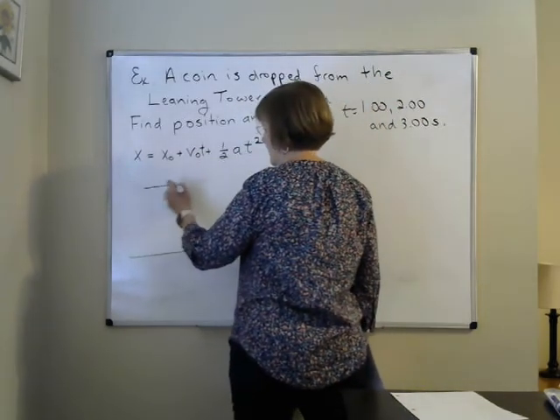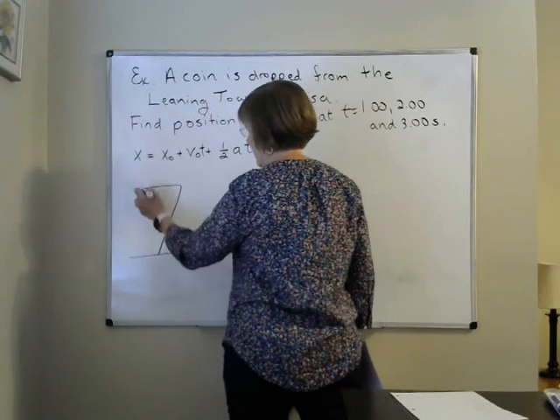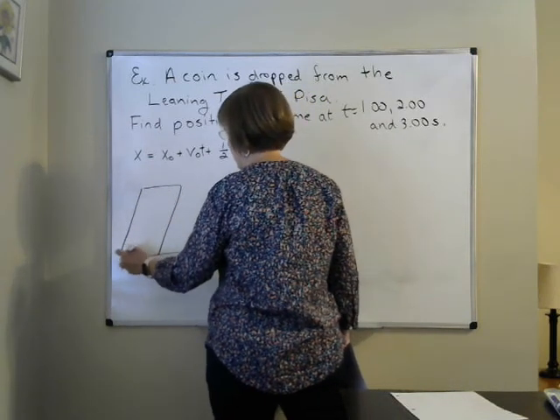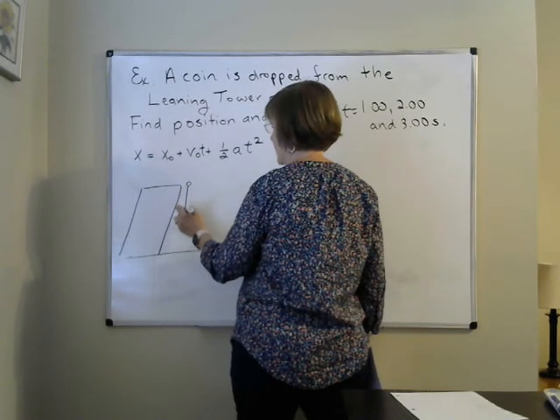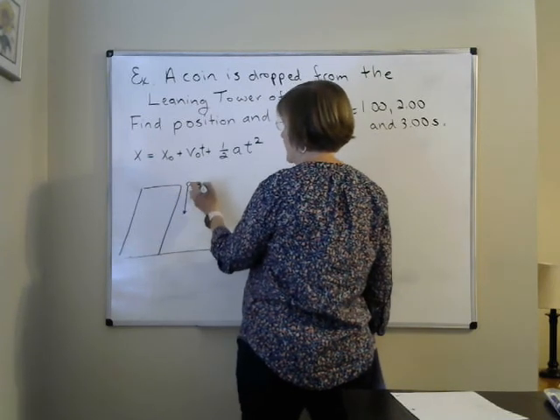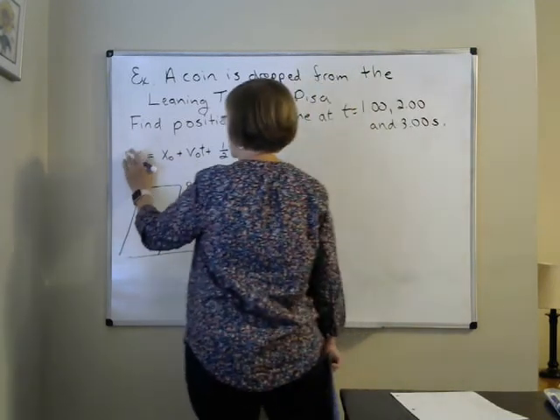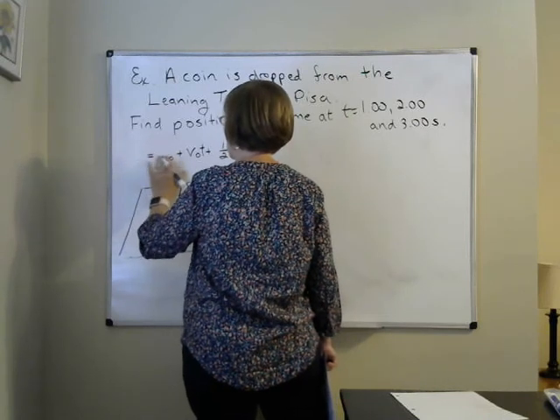Here's the leaning tower of Pisa. There's a little lean. And here's the coin. It's going to fall like this. We're going to let this be. Oh, and I want to change this. This is the one thing I meant to do.